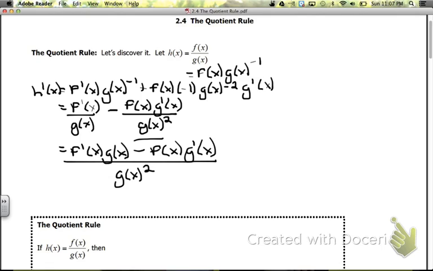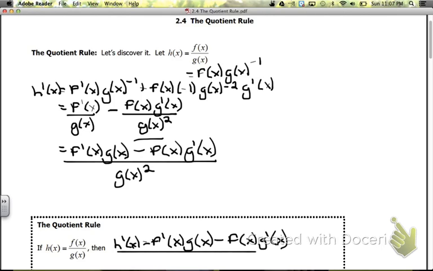So that's our quotient rule. So if h of x equals f of x over g of x, then h prime of x is equal to f prime of x times g of x minus f of x times g prime of x all over g of x squared.